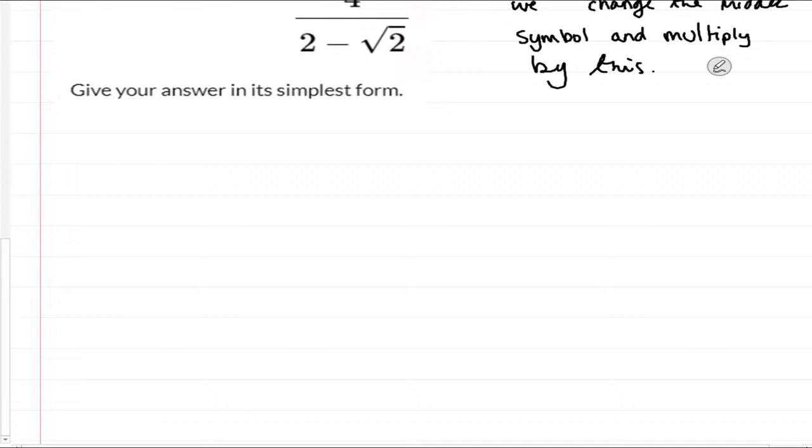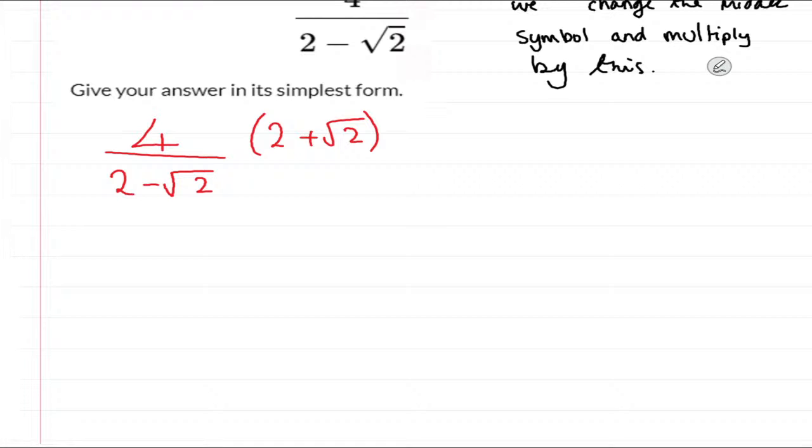So I will do one example of this. It's going to be 4 over 2 minus root 2. So I times here by 2 plus root 2. But to keep the number the same, I've got to times by 1. So what will the bottom of that be? Yeah, 2, it has to be the same. Yeah, 2 plus root 2. Notice that I put it in brackets. That's because there's 2 terms that we're timesing by.